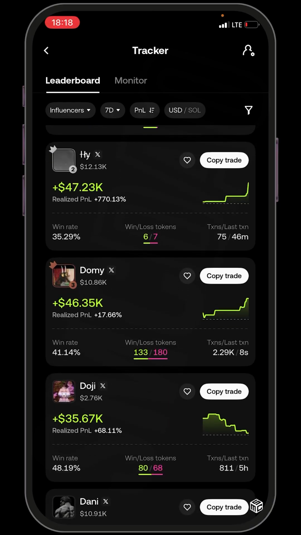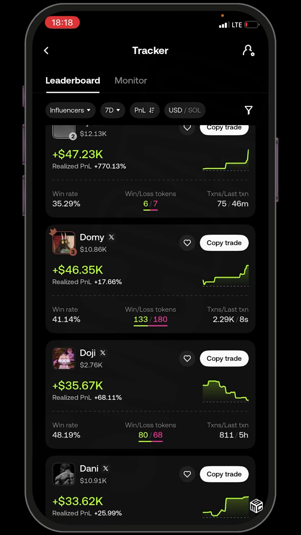And then this Doji guy has a win rate of 48.19%. So if you wish to copy their trade, you just click on this copy trade option, and whenever that specific pro trader buys or sells a token, your OKX wallet flags it immediately. That's what the monitor tab is for, okay?